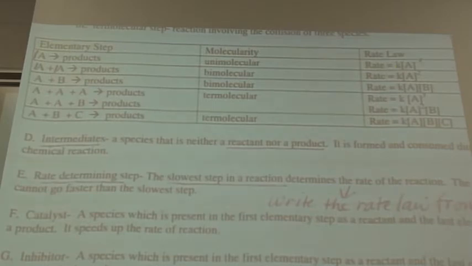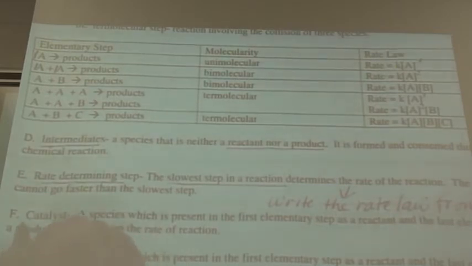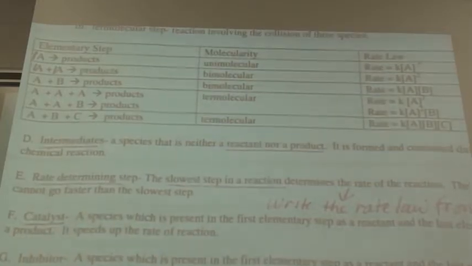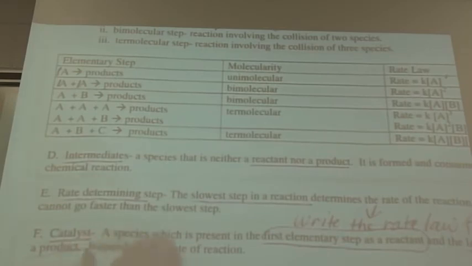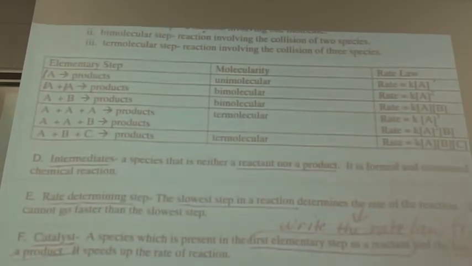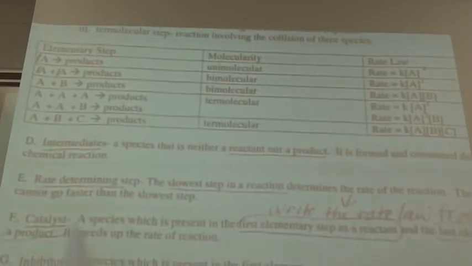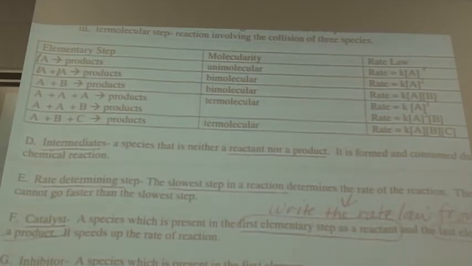All right, here's another vocab word for you. A catalyst, that I'm sure you remember from biology, is a chemical thing that's present in the first elementary step as a reactant and the last elementary step as a product. It must look exactly like that. Do not get it confused with an intermediate. Would they usually have a name for it? I'll show you a number of things about it later on, okay? A catalyst speeds up the rate of reaction.